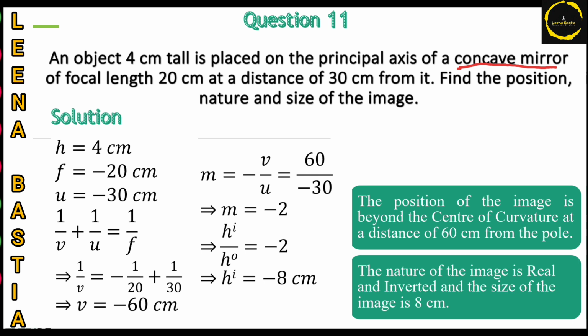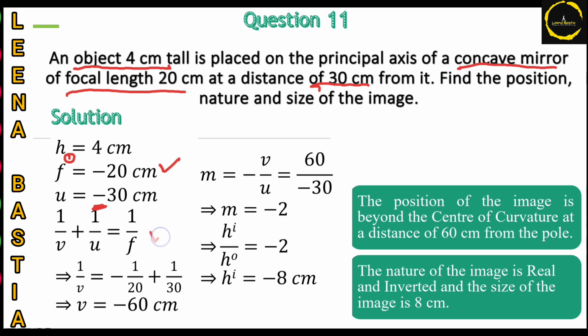What the data given. First of all, the object size it has been given, that is 4 centimeter. This is HO, so we have to write HO equal to 4 centimeter. Now focal length for the concave is always negative, so we have to write minus 20 centimeter. Object distance will also be always negative, because the object needs to be in front of the mirror. As per the sign convention, you already learnt about it. If at all you are not remembering that, just go through it first, so easily you can understand why this negative sign we are taking, right? So u equals to minus 30 centimeter.